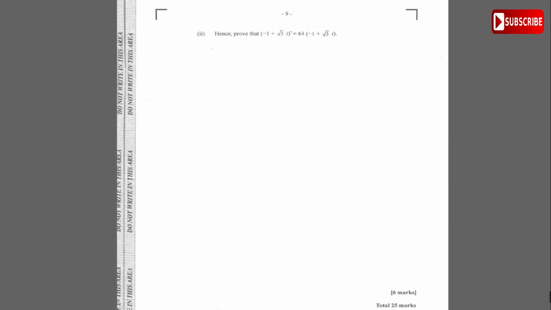And it says, prove that this now. Since it says hence, it means we have to use what we did earlier. Remember we said that z is now 128 e to the 14 pi by 3 times i. Since it says hence, this is what we're going to use.